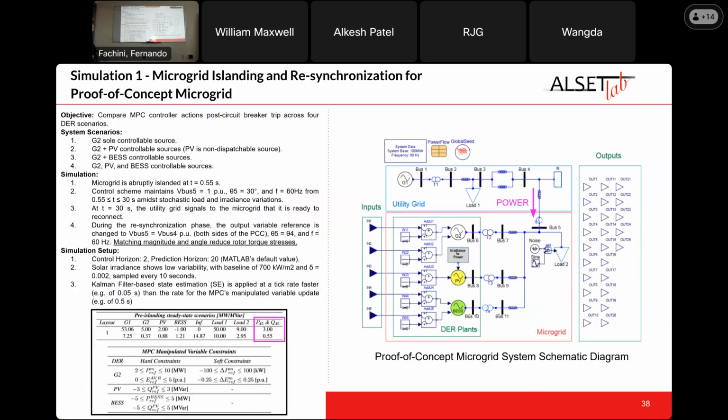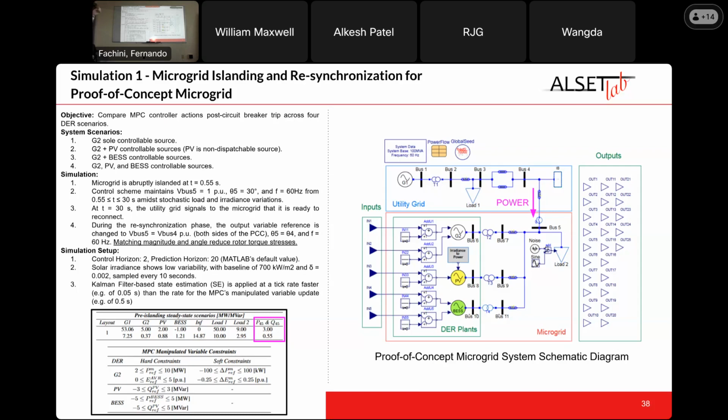So in order to test the MPC framework, I've developed a sequence of simulations, but because of the duration of this thesis defense, I'm going to describe only 2 of the simulations that are present in the thesis document. The first one is probably the most interesting result, which is the MPC framework actually controlling the microgrid throughout all of the stages of the islanding scenario. So it goes through ABC steps on the microgrid islanded scenario. And the objective is to compare the MPC controller actions post-circuit breaker trip across 4 different DR scenarios. These 4 are simply different energy sources that are being controlled.